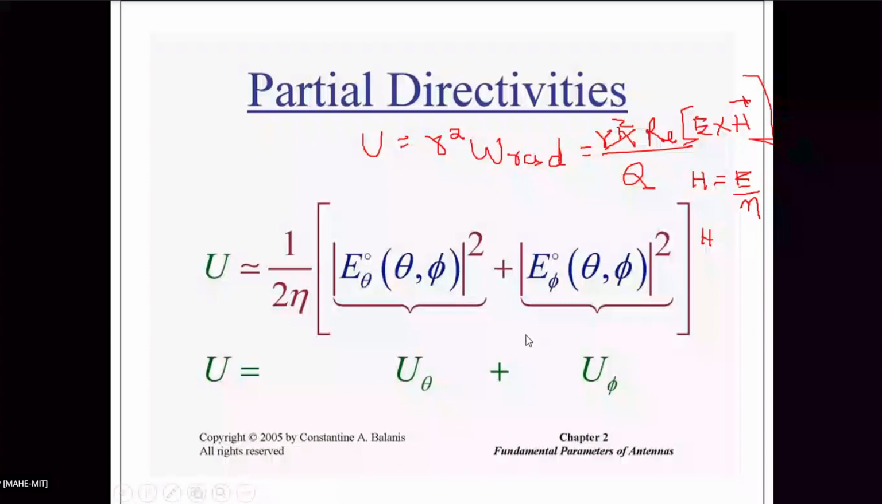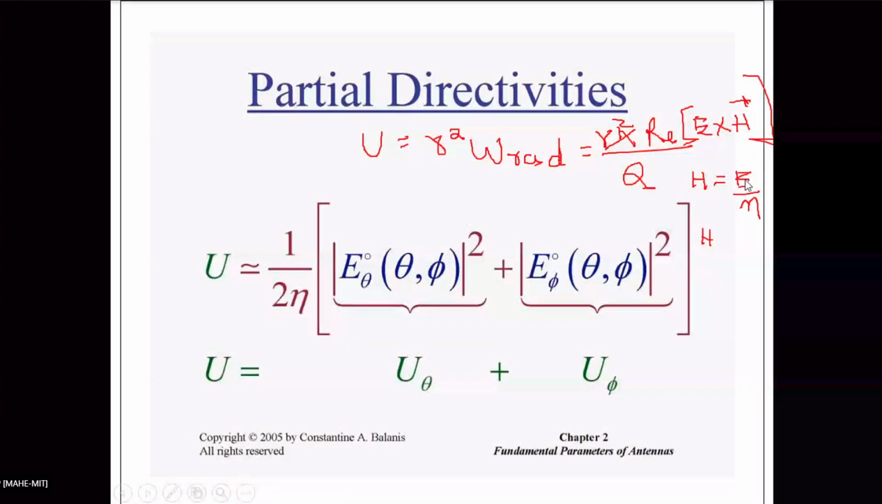So radiation intensity U is given by R square into W rate, so R square into half into real part of E cross S star. Now H is given by E by eta. In EMW we have seen that H in free space is given by E by eta. Eta is the intrinsic impedance of the media, free space. Now H star will be E star by eta. Eta is real, okay? It is not complex.